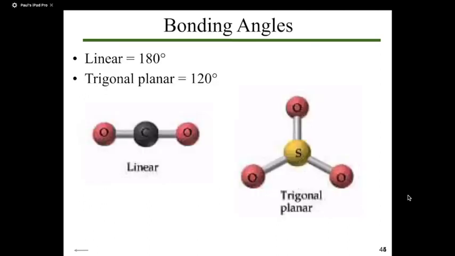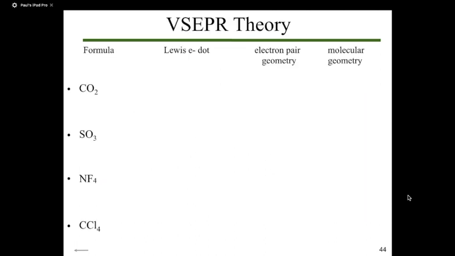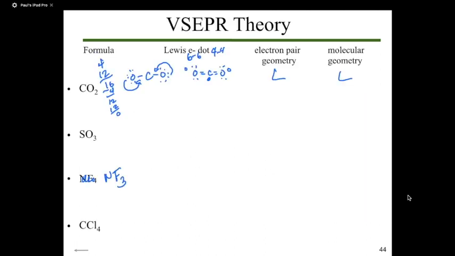5 for nitrogen. 7 for fluorine. 7 times 3 is 21. 26 electrons. Nitrogen, central atom. 1 bond to each fluorine. Used 6. Have 20 left.